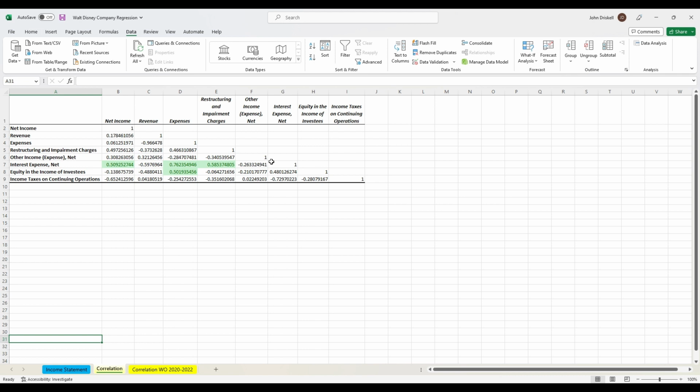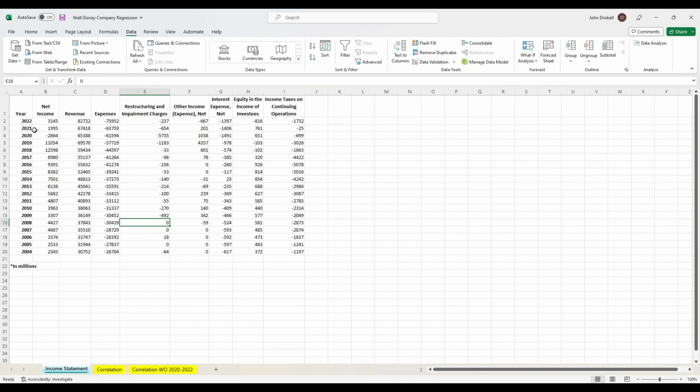We're running a correlation analysis for a couple of reasons. One is to find any independent variables that are correlated with the dependent variable. Another is to make sure that none of our independent variables are correlated with each other. So this is all of our years from 2022 through 2004.